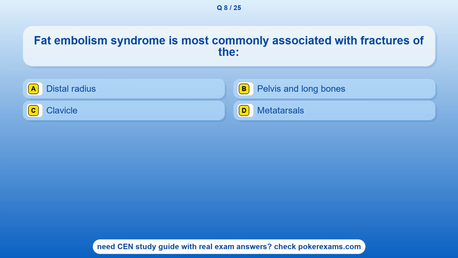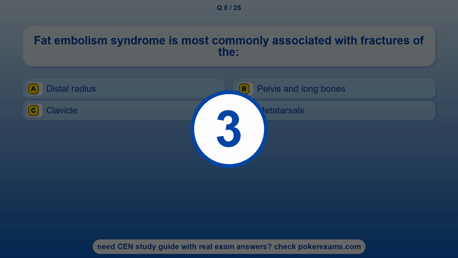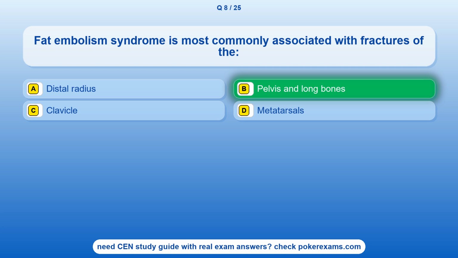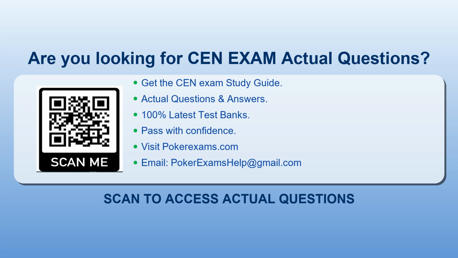Question 8. Fat embolism syndrome is most commonly associated with fractures of the: Option A. Distal radius. Option B. Pelvis and long bones. Option C. Clavicle. Option D. Metatarsals. The correct answer is option B. Pelvis and long bones.